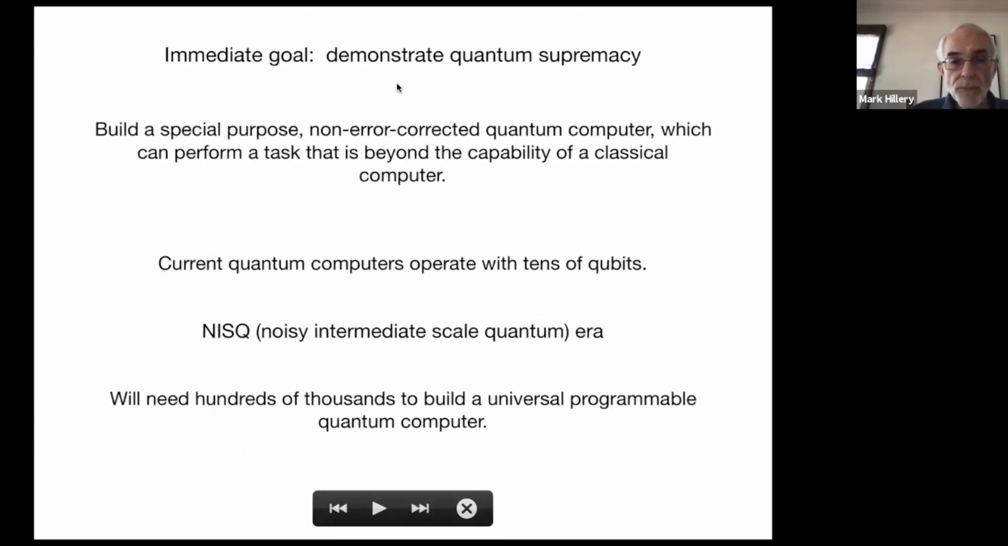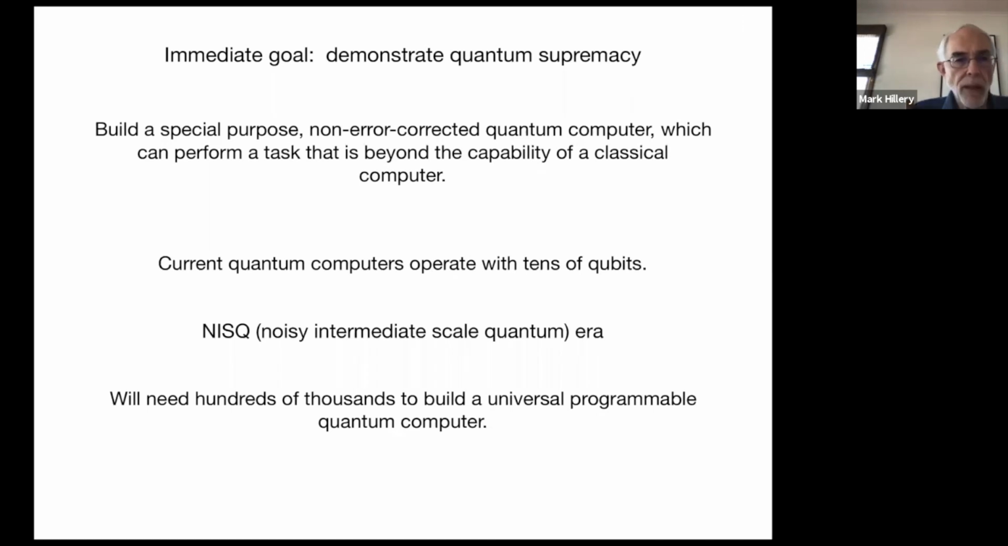So the immediate goal in the field is to demonstrate, as I said, quantum supremacy, and Google has claimed that they have done it with a superconducting qubit quantum computer. Jianwei Pan and his group claim that they have done it using an optical computer. Theirs is very much a special purpose computer. It was designed to do boson sampling, and that's it. Quantum supremacy may have been demonstrated. Again, I'm waiting for the experts. For this kind of thing, you want to hear from a computer scientist.